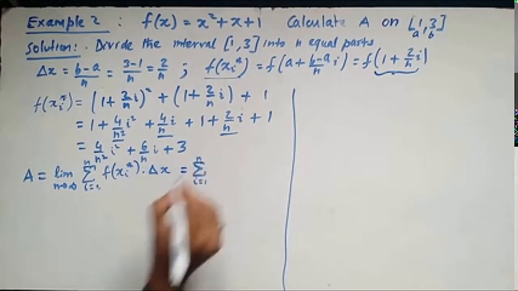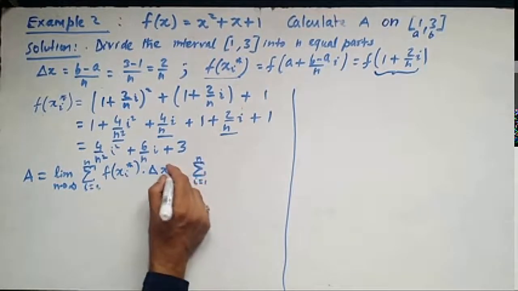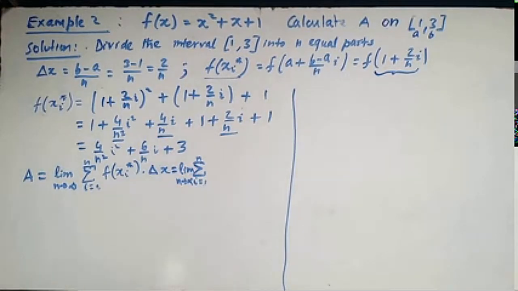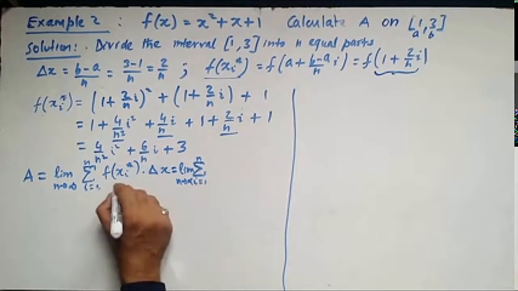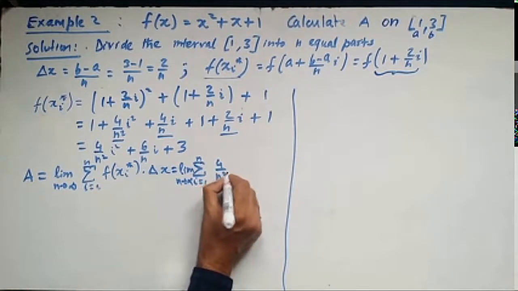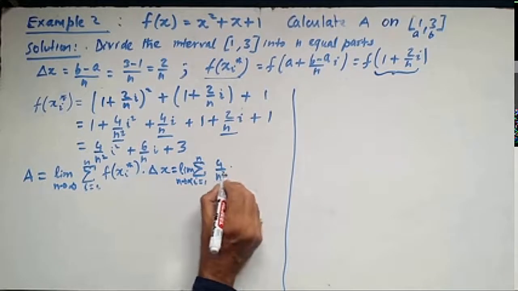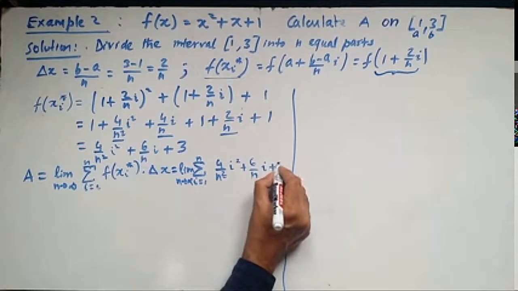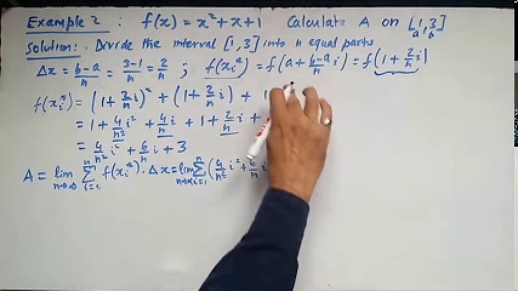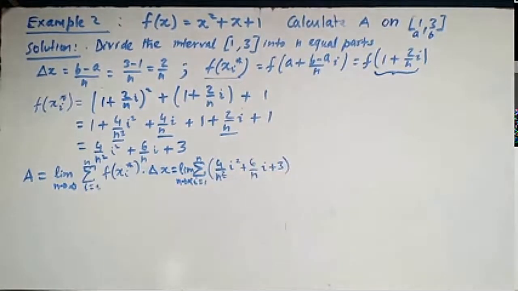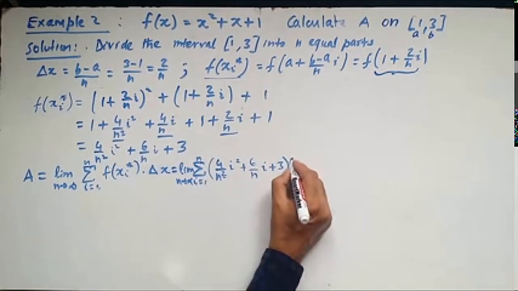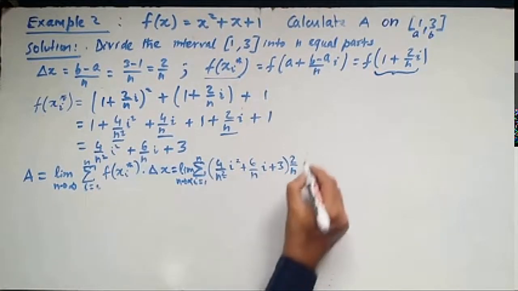Summation i equal to 1 to n, n tends to infinity. Okay, f of x_i is 4 by n squared i squared plus 6 by n i plus 3, into delta x. What is delta x? We found out as 2 by n. So, into 2 by n.